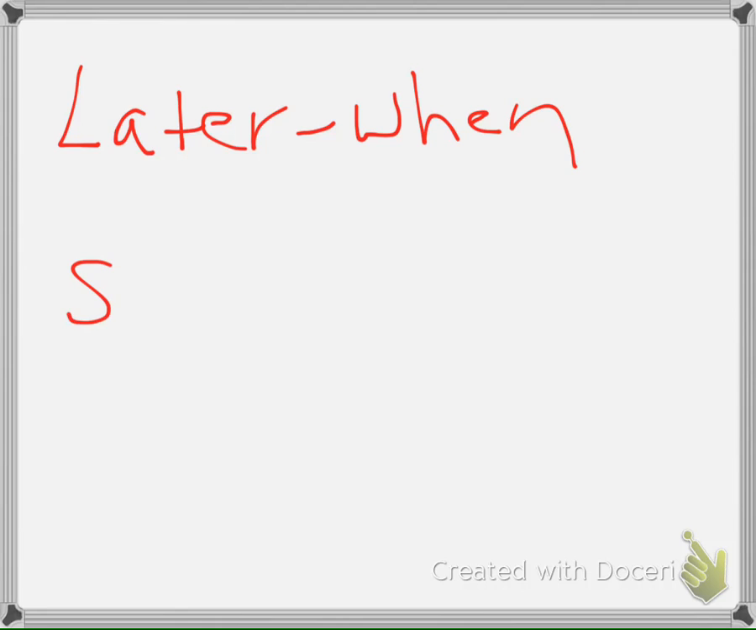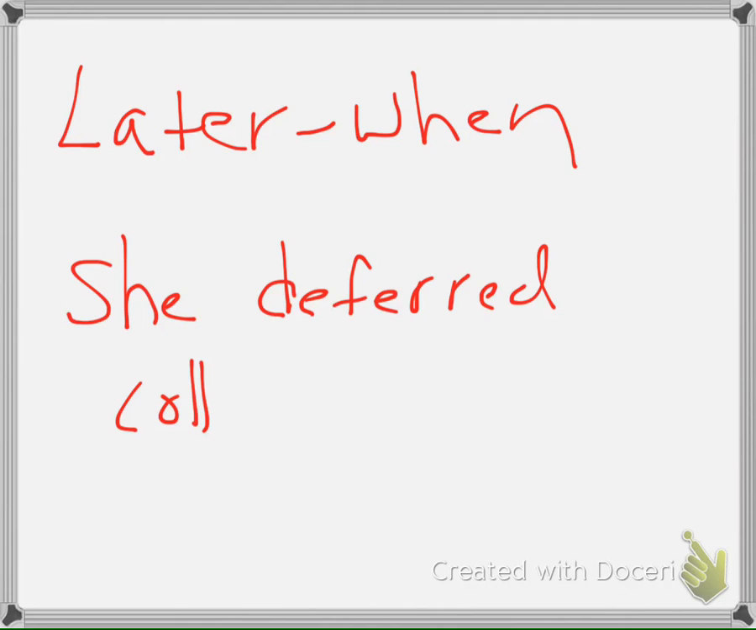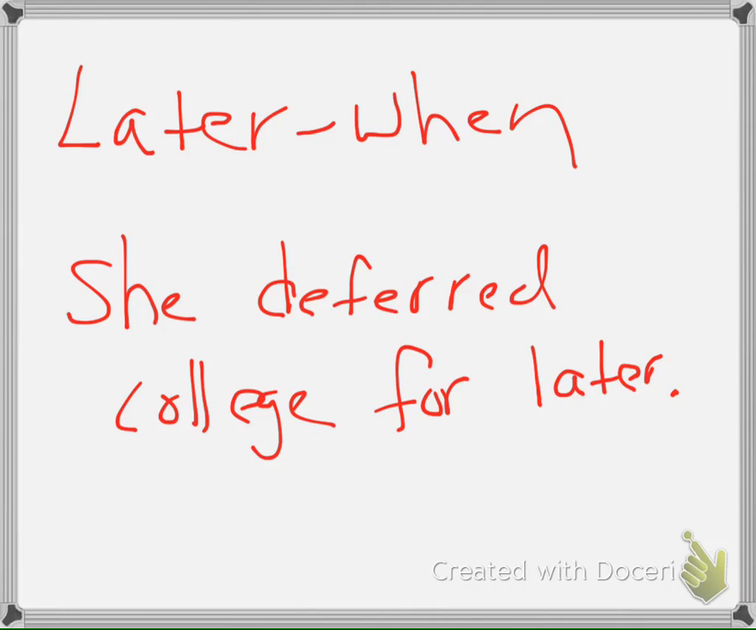Okay. So let's do: She deferred college for later. Okay, so write that sentence down. On your own, I want you to diagram this sentence. You might want to first find the predicate expander. Later, she deferred college for later.